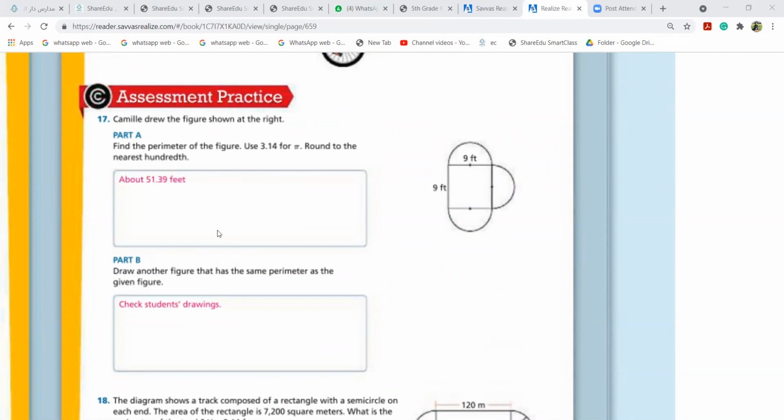Leave it, girls. Leave the assessment practice. It cannot be done by you. Find the perimeter of the figure. Perimeter, okay, you all know what the meaning of perimeter is. Perimeter means you will add all the sides.